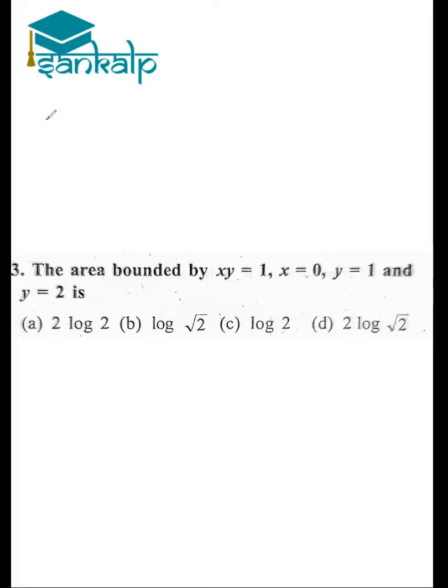So the next example is the area bounded by xy equal to 1, x is equal to 0, y equal to 1, and y equal to 2. So here the given curve is xy is equal to 1, or we can just write it as x is equal to 1 by y. So using the definition, calculate the required area. So the required area will be the integral from 1 to 2 of x dy. So from 1 to 2, x value is 1 by y, dy.